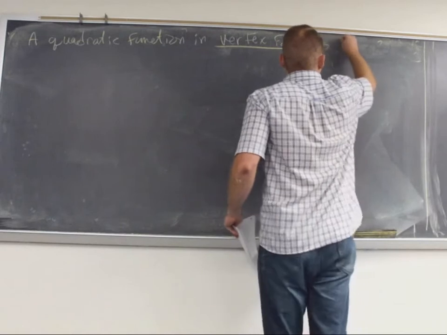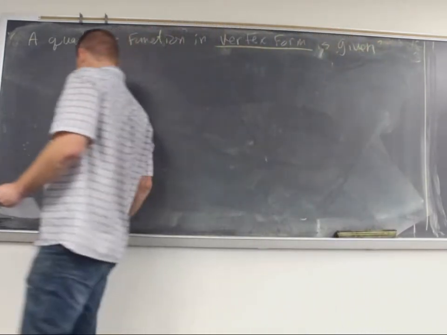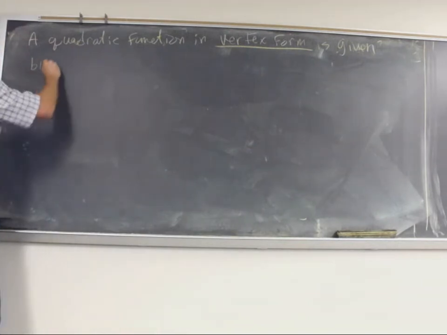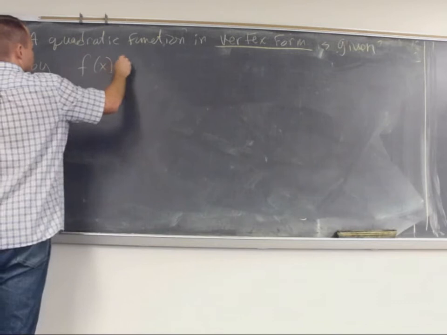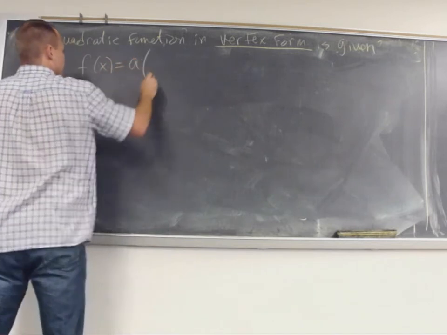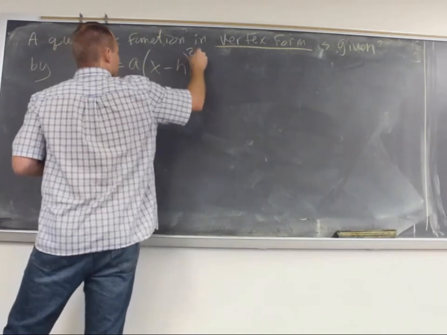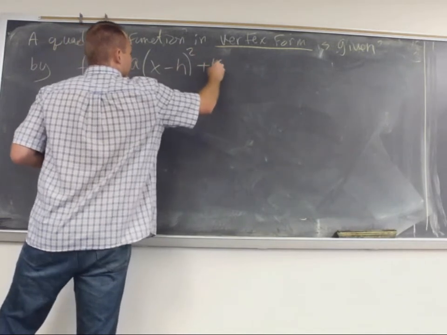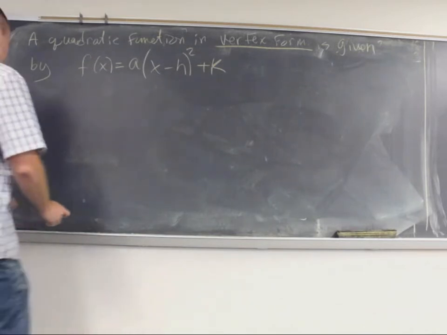It is given by this. We'll call it f of x again, and it's equal to a times x minus h squared plus k. So this is still a quadratic because the highest exponent is a 2. That's what makes it a quadratic function. We're still going to have the same properties.